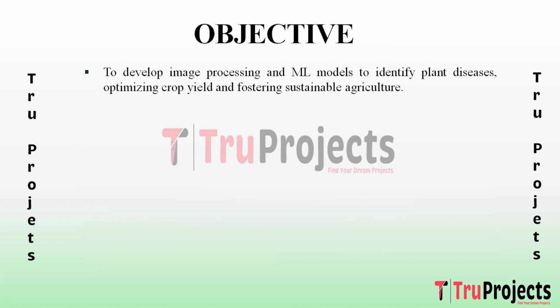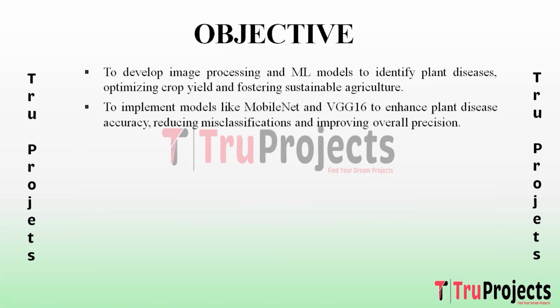So the project aims to develop image processing and machine learning models aimed at identifying and diagnosing plant diseases. The primary goal is to optimize crop yield, promoting sustainable and healthier agricultural practices. The second goal is implementing advanced models like MobileNet and VGG16 to enhance the accuracy of plant disease identification. This objective focuses on reducing misclassifications and enhancing the overall precision of disease detection.